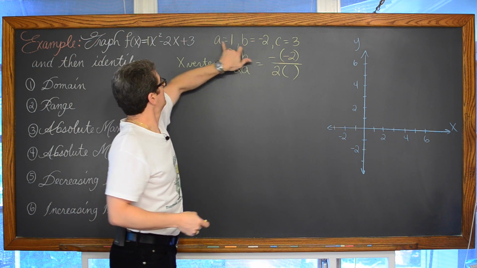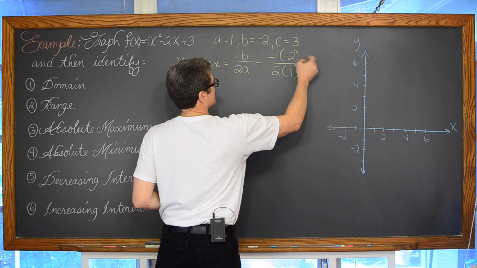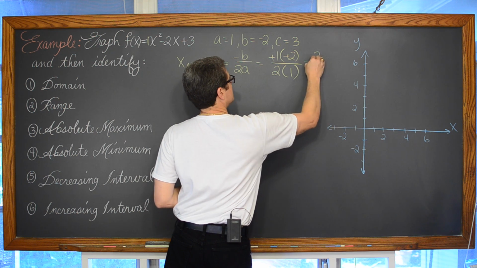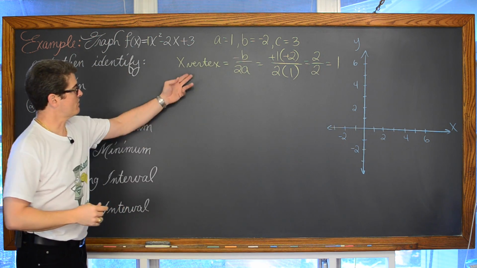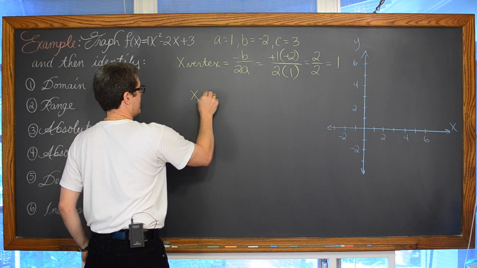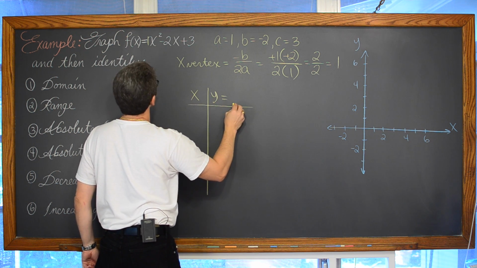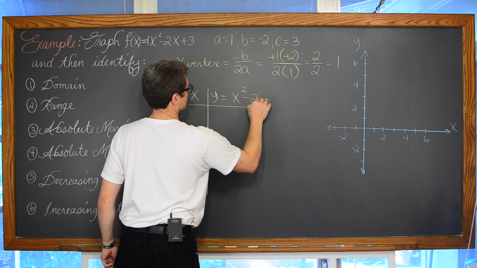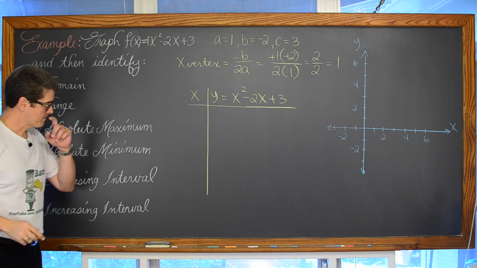Over 2a, and a was equal to 1. Well, this negative and this negative cancel out, or they multiply together and create a positive 2 over 2, which comes out to be 1. So the x-coordinate of our vertex is equal to 1. And we're going to set up a t-table now to come up with some points that I can then draw this parabola through and get a sketch of what it looks like so we can answer these questions.